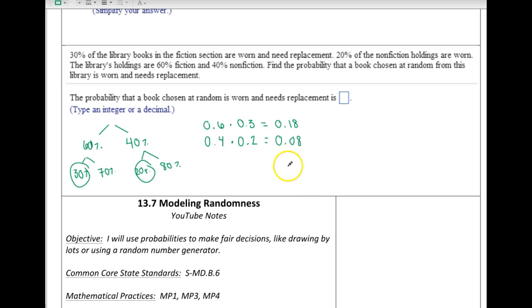I'm going to add those two percentages together, and I get 0.26, or 26%, but in this case they want a decimal, so my decimal is 0.26. Alright, and that's all the notes for today.